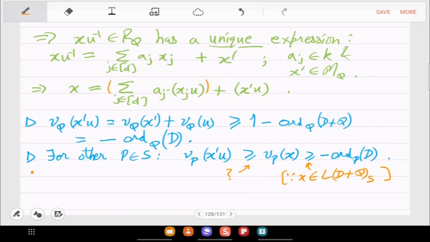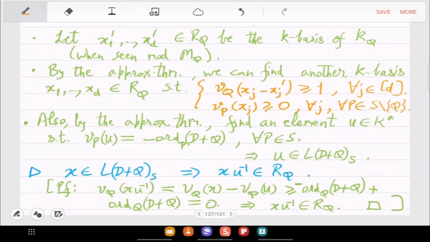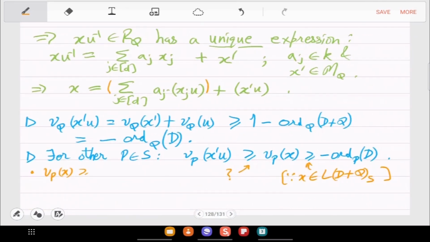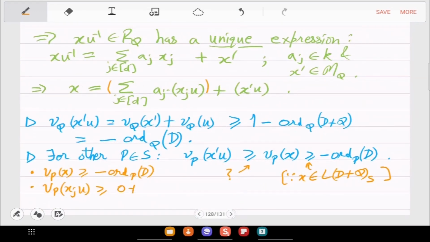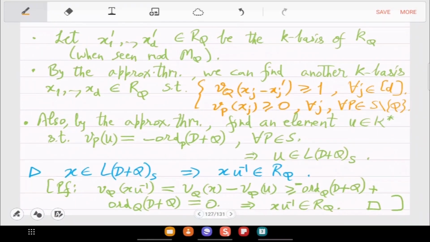Okay, let's do it. So the valuation of x with respect to p, I only know from this L d plus Q sheaf, that it's at least that in D. And what do I know about the valuation of x_j u? The valuation of x_j is at least 0, and the valuation of u is minus order D.